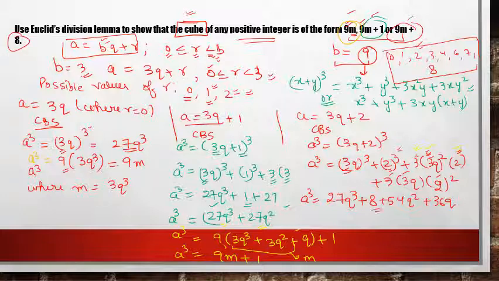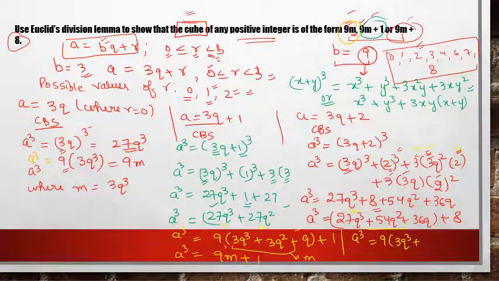So 8 is here, rest need to be made as 9. So write them all together. What need to be taken separately is 8. So here we go. We are taking 9 as common. What is left? 9 3s are, that means 3q cube. 9 6s are, 9 4s are 36 plus 8. Now this will be treated as m, and this has become 9m plus 8, where m is 3q cube plus 6q square plus 4q.